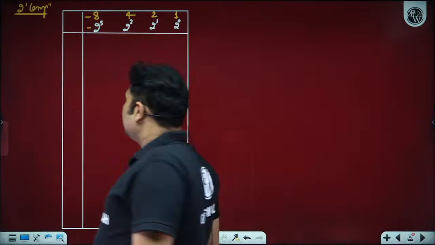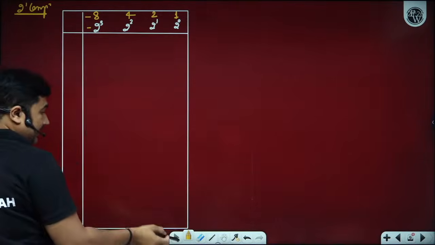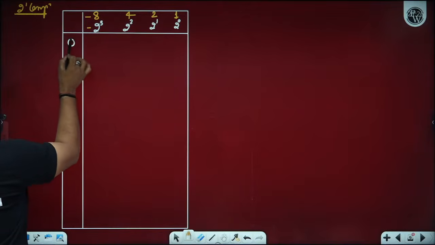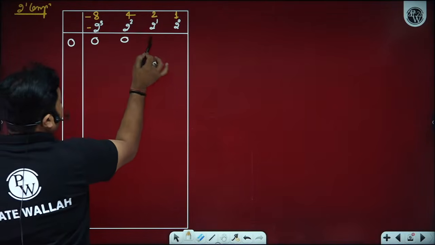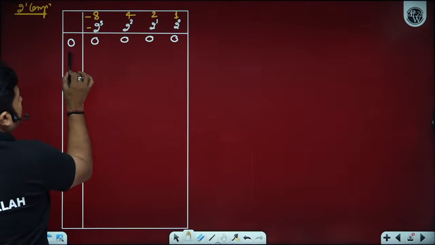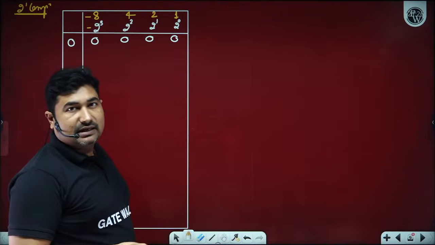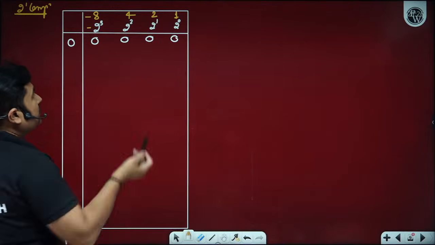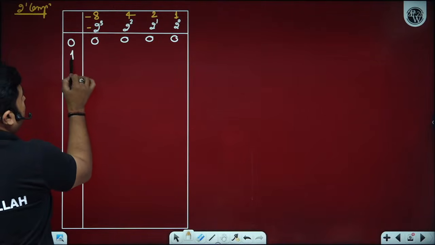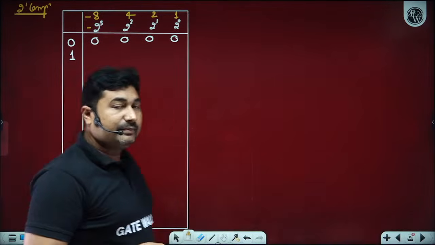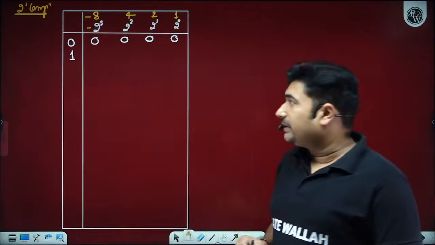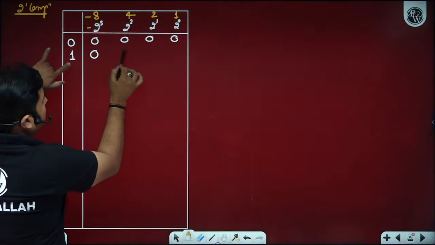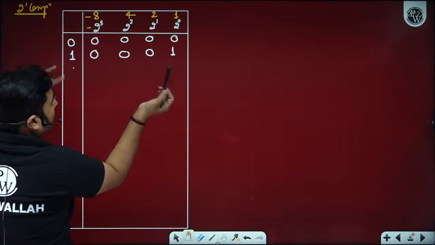If I want to write the binary of 0, can we write it? Yes, sir. 0, 0, 0, 0 is the binary of 0, in 2's complement as well as in unsigned magnitude. Now, how to write 1 in 2's complement? Please observe, beta ji. 1 will become 0, 0, 0, 1. This is 1 in 2's complement.